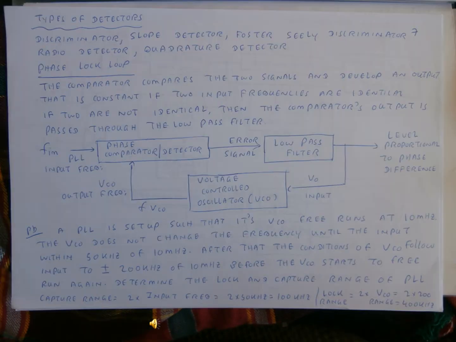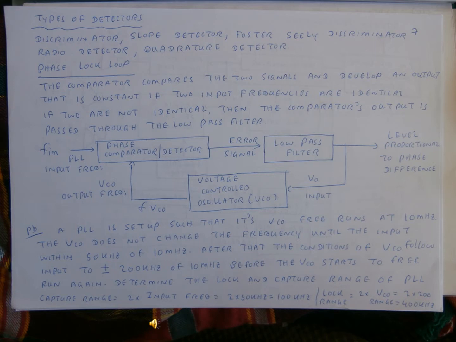Now we will explain the types of the detectors. Detectors include the discriminator, slope detector, Foster-Seeley discriminator, ratio detector, and the quadrature detector. So those are the types of the detectors.